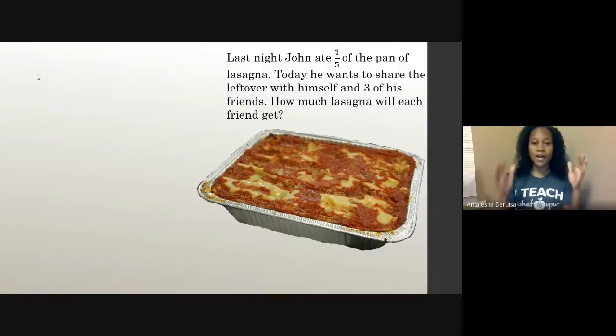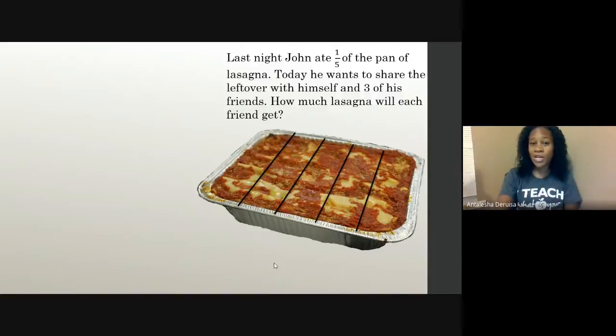So, right here, we have a pan of lasagna. If John ate 1/5 of the lasagna last night, we have to consider that. So, we have to take this whole pan of lasagna and break it up into fifths in order to take away 1/5. So we have a whole pan and we need to put 4 lines to divide this pan into fifths. So we have 1, 2, 3, 4 lines.